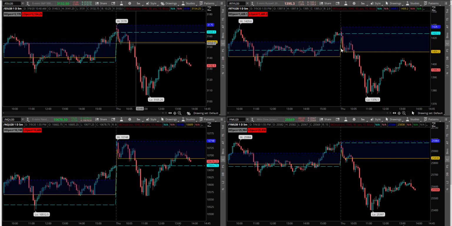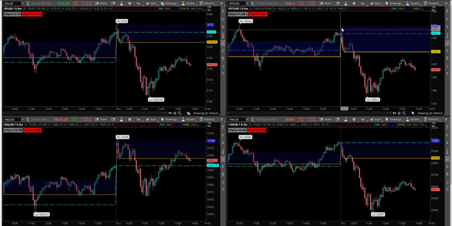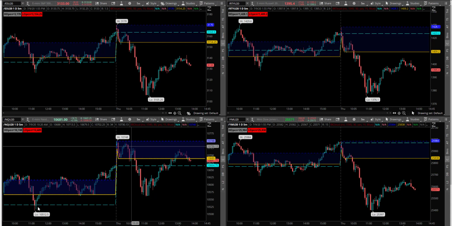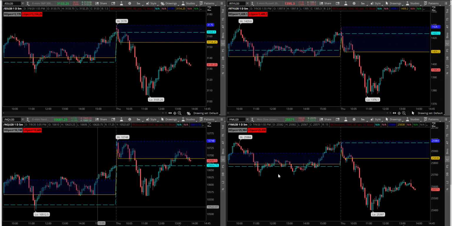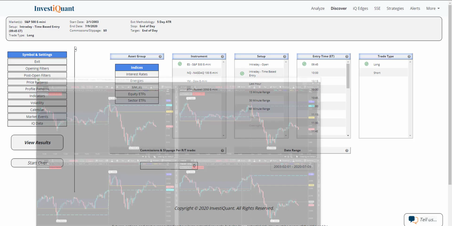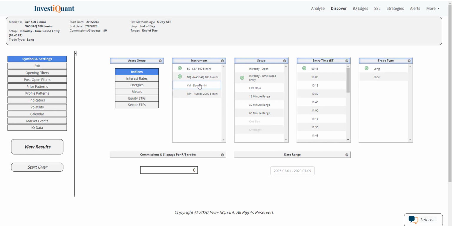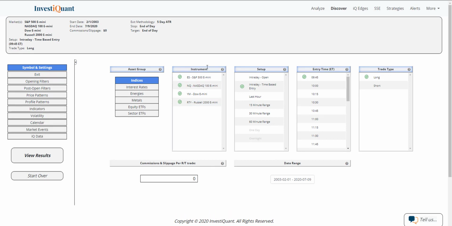We've got some pretty similar patterns here. Russell didn't quite gap up above the prior day high, so it doesn't quite qualify. Neither did the YM. It was very close, and the NASDAQ did not take out yesterday's low. So it's kind of different in all of the instruments, but they all kind of have similar price action at the same time. So let's go ahead and define this and discover. We'll look at all four instruments, even though it's only true at the time of this recording for ES.